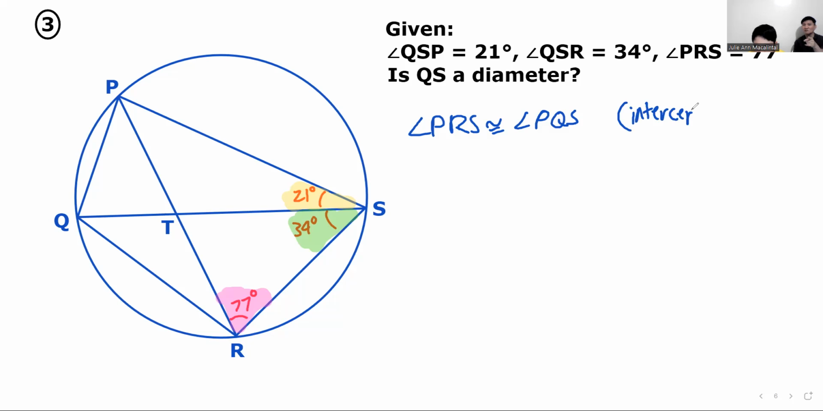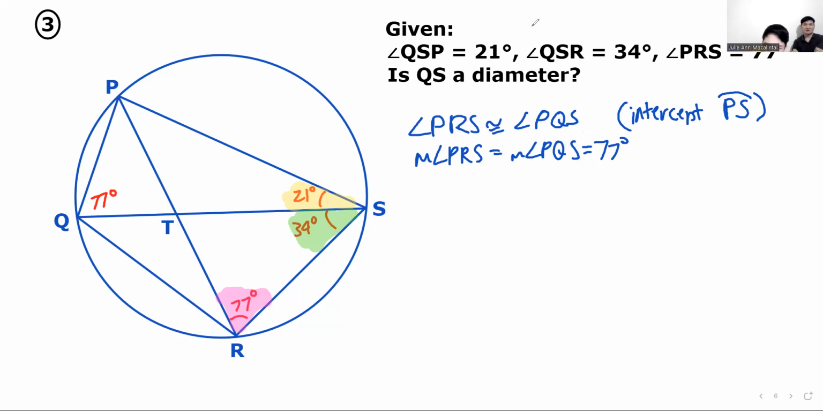Yes, PS. I can actually put the equal sign. So angle PQS is equal to 77. Then we can label it, 77.